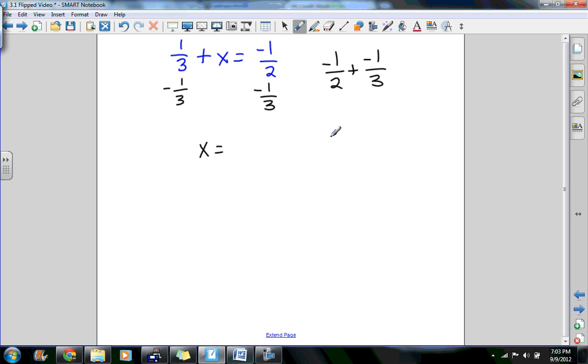We need a common denominator, which is 6. That gives me -3 here and gives me -2 there. They combine to be -5/6.